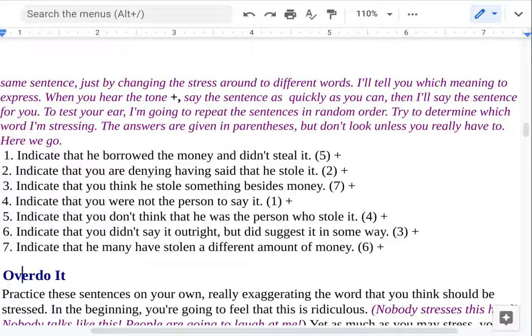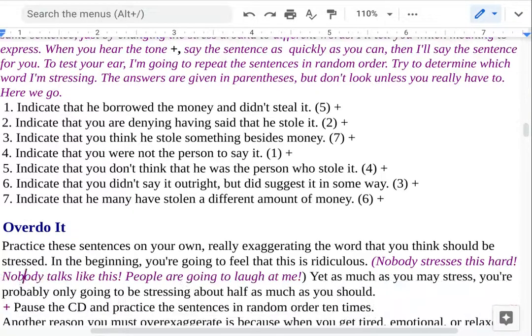I didn't say he stole the money. I only suggested the possibility. 7. Indicate that he may have stolen a different amount of money. I didn't say he stole the money, but rather some other money.